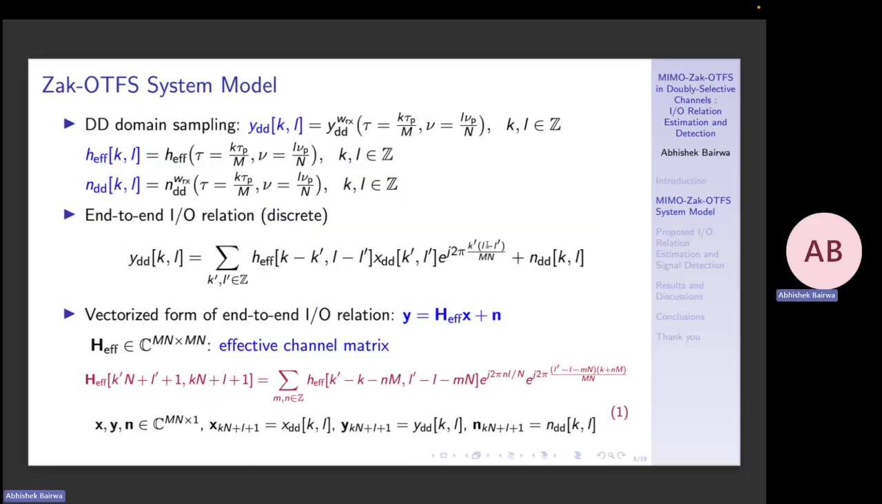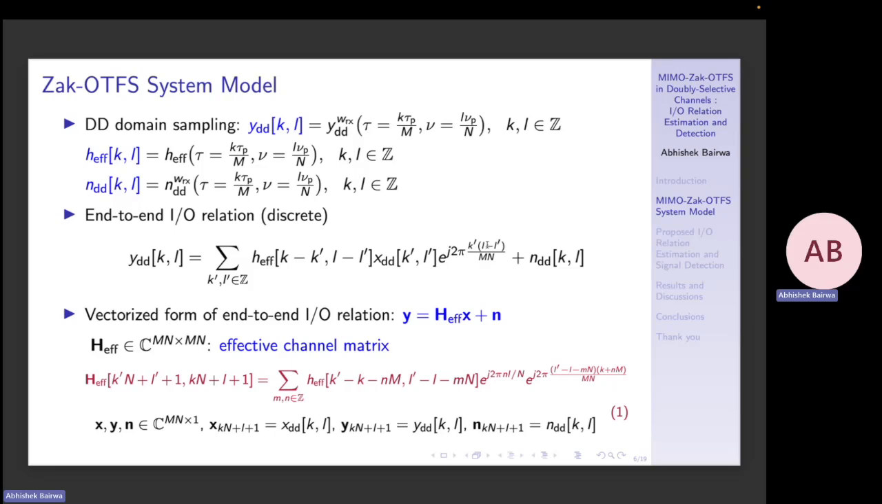After this, the Y_DD^WRX(tau, nu) is then sampled on the information grid to give the discrete DD domain received symbols Y_DD[k, l], which is given by Y_DD[k, l] is equal to Y_DD^WRX at tau equal to k tau_p by M and nu equal to l nu_p by N. And similarly, H effective(tau, nu) and N_DD(tau, nu) are also sampled on the information grid.